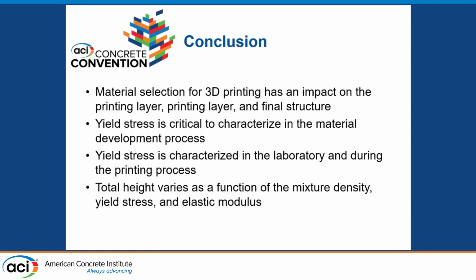And then, to conclude, I think we see that the material selection will have an impact on the printing layers and the final structure. The yield stress is really the critical parameter to characterize in the development process. And then you can do it in the laboratory and during the printing. And you see that the total height will vary with your mixture density, yield stress, and elastic modulus.